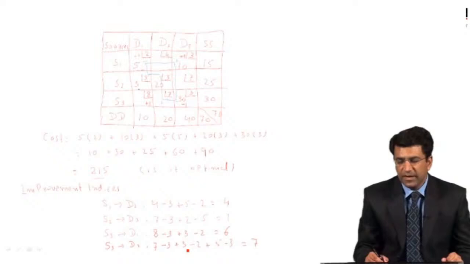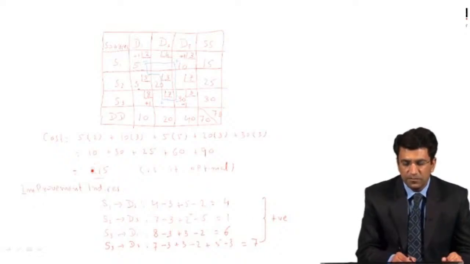Now class, as you have seen, we have computed the improvement indices for all of the empty cells, and you can see that all of these improvement indices are positive. So it means our condition of optimality is being satisfied here. And what is the minimum cost? This will be our minimum cost.